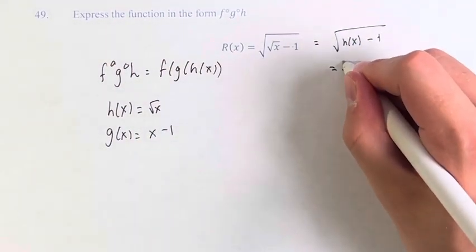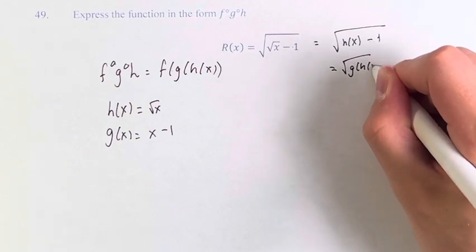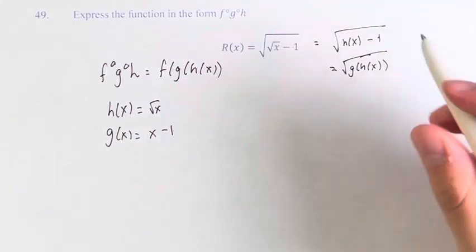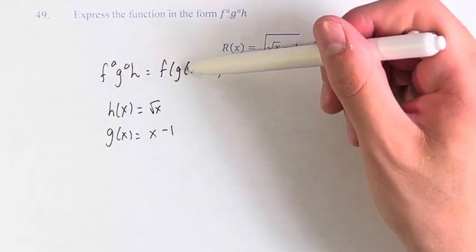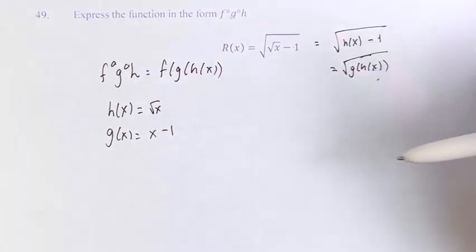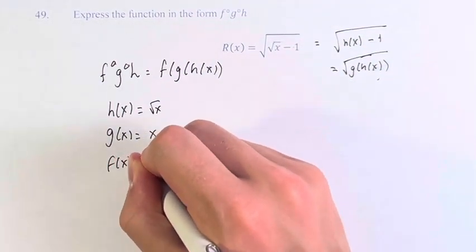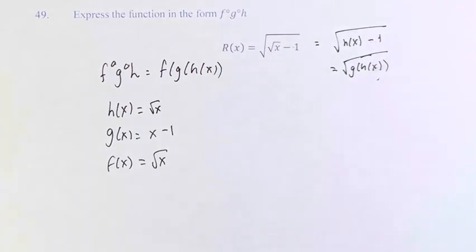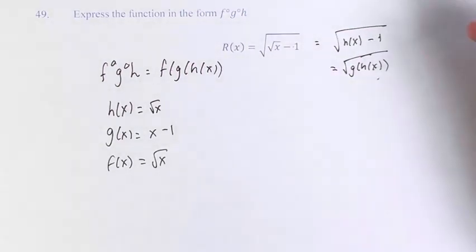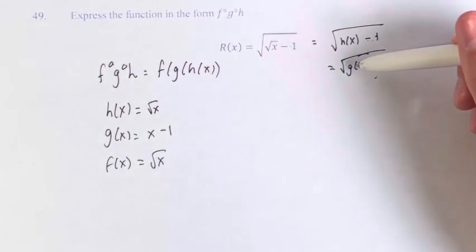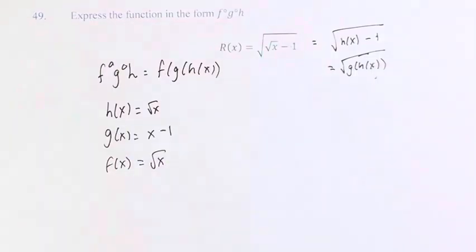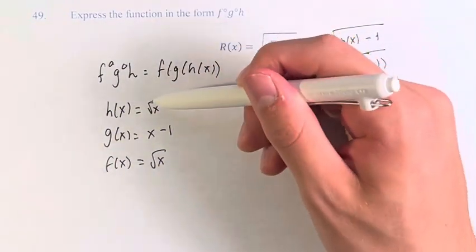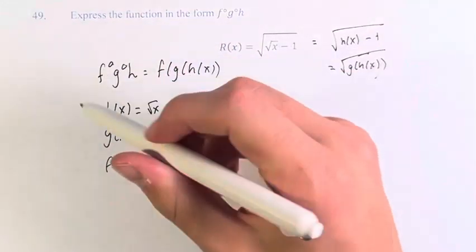Therefore, this is equal to the square root of g of h of x. And for this to be equal to f of g of h of x, f is taking on this value, which we find here. f of x is just the square root of x, right? Because taking the square root of it is the same as doing it with the function, which means the composition of f, g, and h as given here will result in r of x as we would expect.